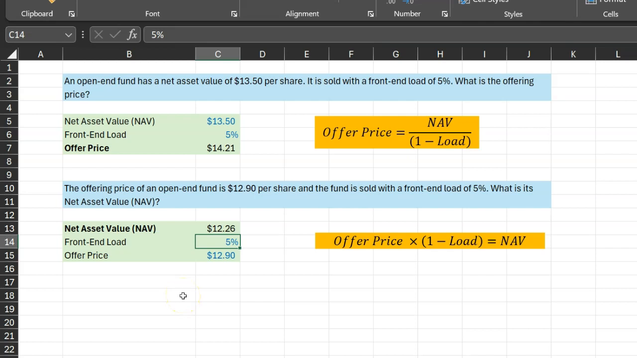Remember that the net asset value is always going to be less than the offer price. So if you ever do your calculations and find that that is not the case, you've probably done something wrong.